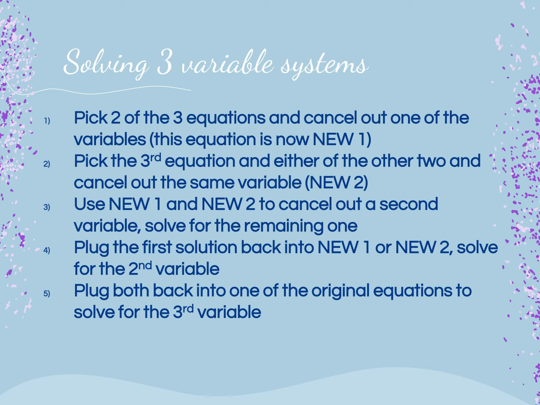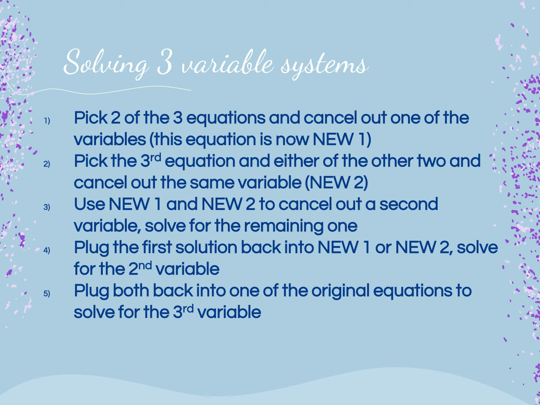Then we're going to pick the third equation that we didn't use the first time. You have to use that one, but you compare it with either of the other 2 already used, and you have to cancel out the same variable. So if I canceled out an x the first time, I have to cancel out an x the second time. If I canceled out a y, I have to cancel out a y. If I canceled a z, I have to cancel a z. And then that new equation we're going to call new 2.